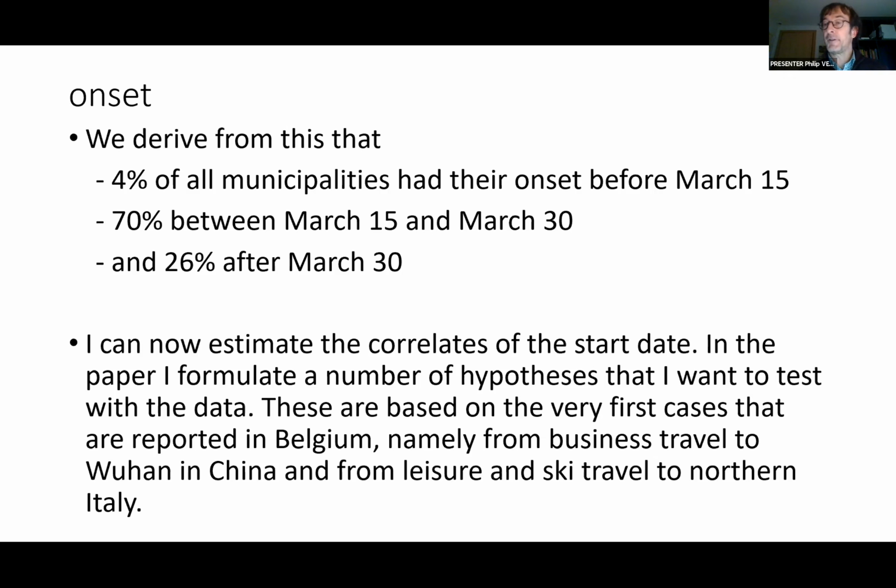I derive in the paper a large number of hypotheses that I want to bring to the data. In the interest of time, I'm not going to list them all. I also have the models in the paper, which I'm going to estimate. From the very first reported cases in Belgium, we know that the virus came to the country because of business travel from Wuhan in China, and also from leisure and ski travel from northern Italy. So people, either Belgian or foreign nationals, who came to the country by visiting these two areas were the first to bring the virus to Belgium.